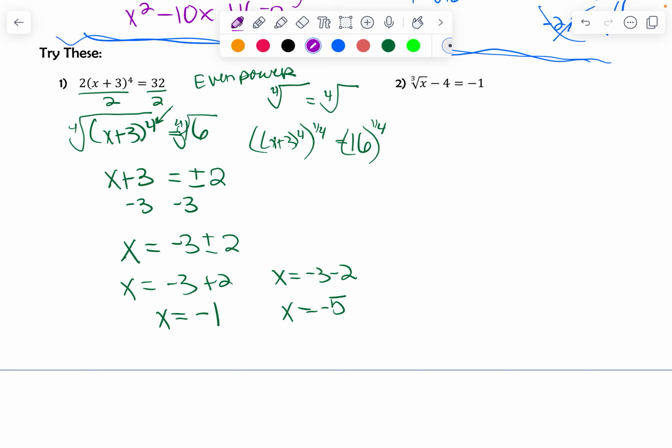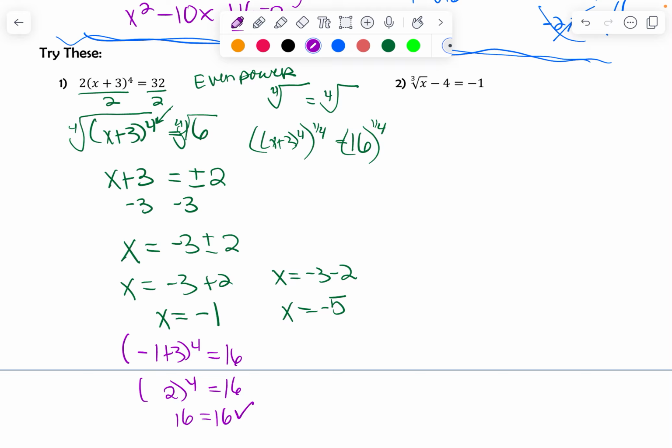Just a second. When I plug this one back in, I get negative 1 plus 3 to the 4th power equals 16. So I get 2 to the 4th power. That's because I was talking too fast and I put squared up there. So 2 to the 4th is 16.